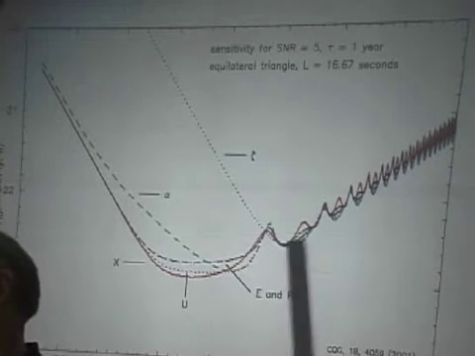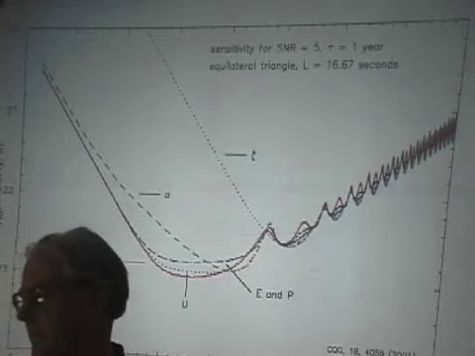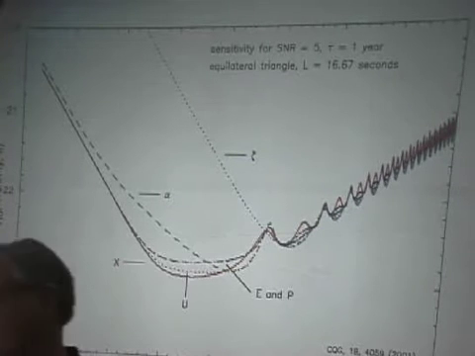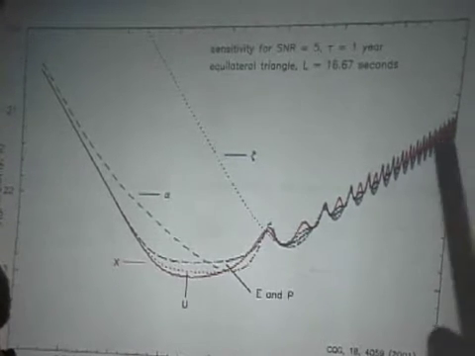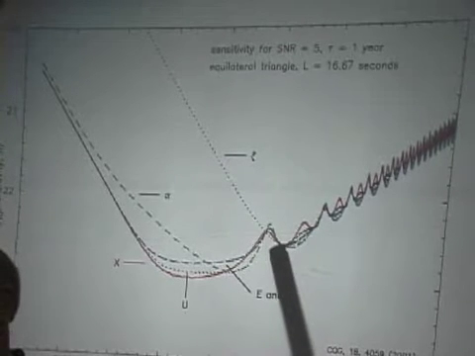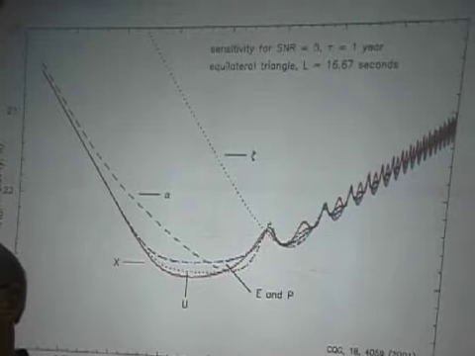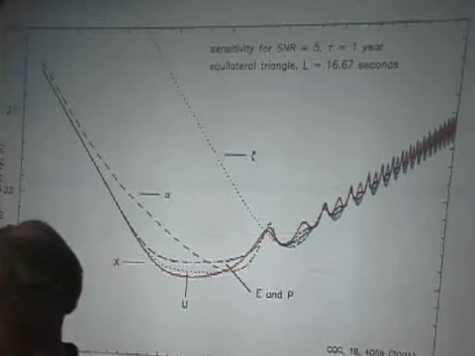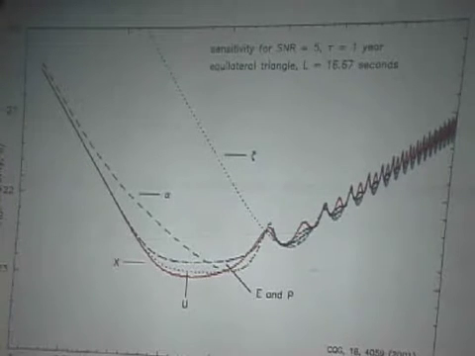And in fact, this trick can be used. Tom Prince, Shane Larson, and Massimo Tinto are exploiting the fact that there is important signal coming in from the zeta combination at high frequencies to optimally add the signals from the 3 possible interferometers to get better sensitivity.